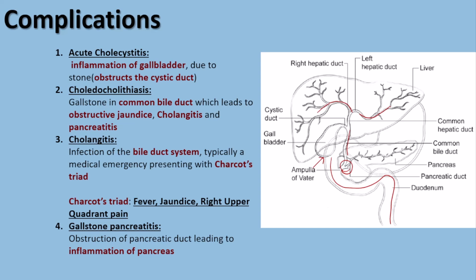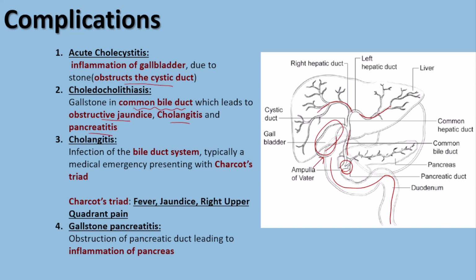So the first complication is cholecystitis. Cholecystitis is inflammation of the gallbladder itself, and this usually happens due to an obstructed cystic duct. The second complication is choledocholithiasis, and this is when we have a gallstone in the common bile duct, which can lead to obstructive jaundice because the bile flow is obstructed by the stone. Also, we can have cholangitis and also pancreatitis.